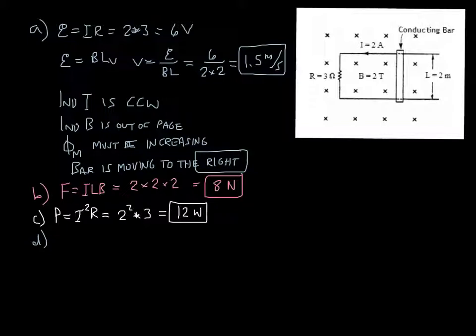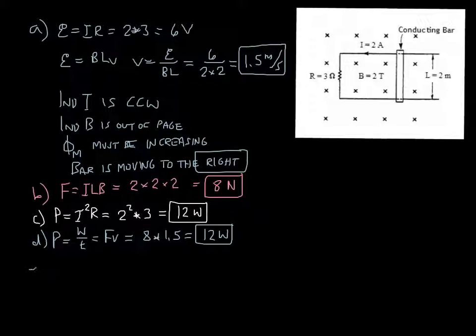For part D, the mechanical power being supplied to the bar, mechanical power was expressed 2 different ways. We had work over time, or energy over time. We also had an equation for force times velocity. And in this case, we know what the force is because we solved for that in part B, and we know what the velocity is because we solved for that in part A. So we can use F times V, that's 8 times 1.5, and that gives you a power of 12 watts. So you can see the answer to part C and D match because of conservation of energy. The power you supply to the bar is the same as the power that's being dissipated by the resistor.